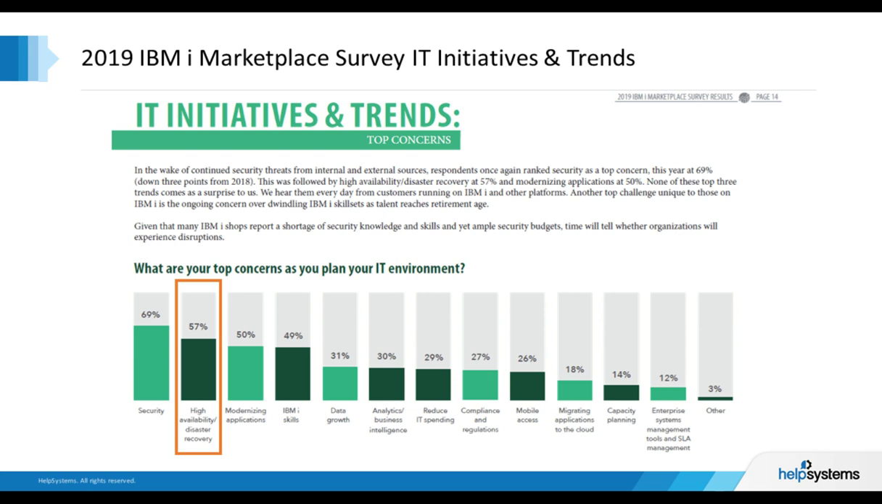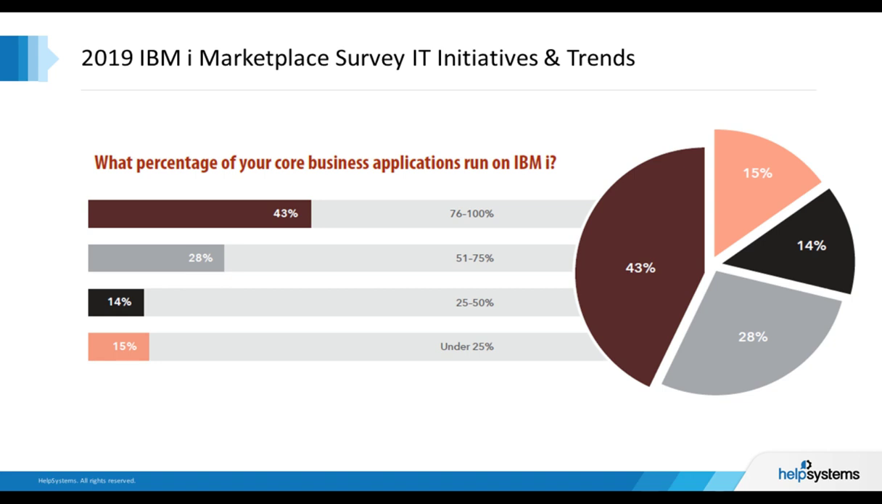So, we'd like to start today by showing you a graph. And this is a graph from the 2019 Health Systems Marketplace Survey that I'm sure many of you have contributed to or have read. It's where we ask people around the globe to talk about their environment, their IBM I environment, their infrastructure, their applications, and of course, their personnel. Now, this graph shows that while security was a top concern for 69% of respondents, more than half the contributors are concerned about high availability or disaster recovery. During today's webinar, we're going to be touching on some of the reasons why people maybe have these concerns.